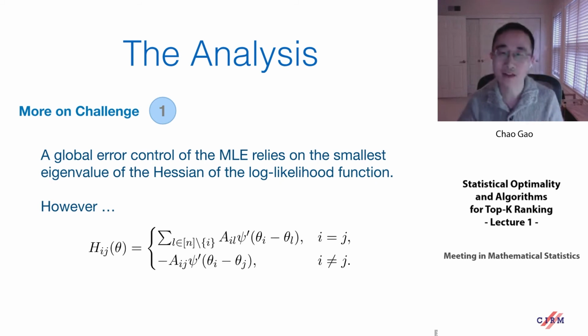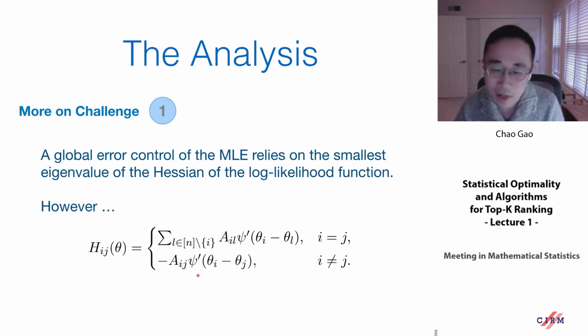So let me write down the definition of the Hessian matrix. It has a simple form. The off-diagonal entry is the product of these two terms, and the diagonal entry is the sum of these terms. If you are familiar with random graph theory, then you may recognize this is actually the graph Laplacian of some weighted random graph, but this is not important.